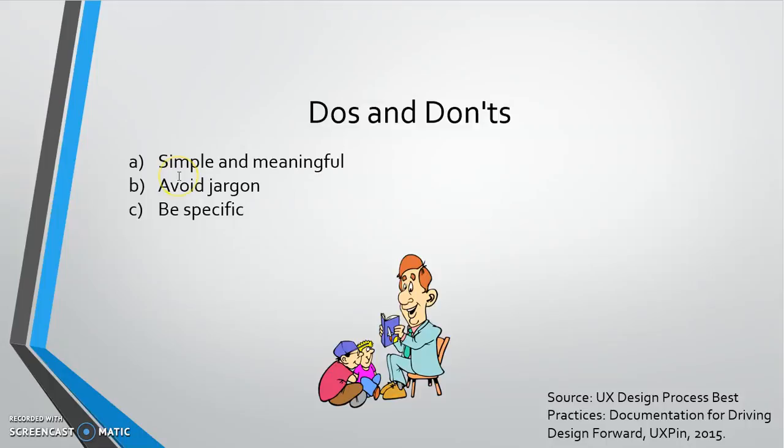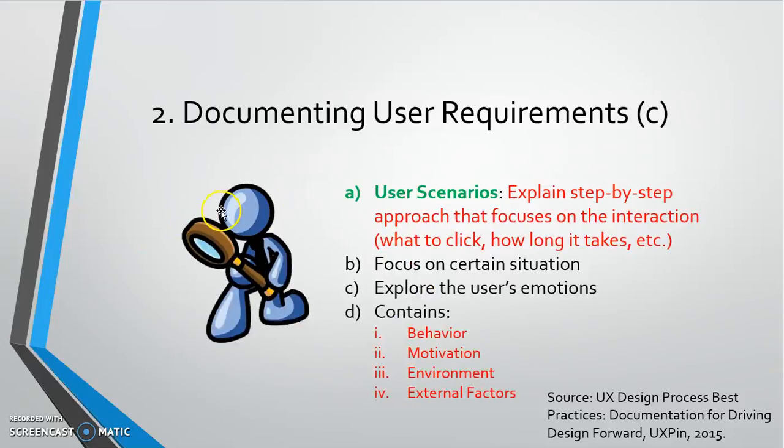In user stories, there are three do and don'ts. Keep it simple and meaningful. Avoid jargons and be exact. The final method will be user scenario. User scenarios will explain step-by-step approach that focus on the interaction.